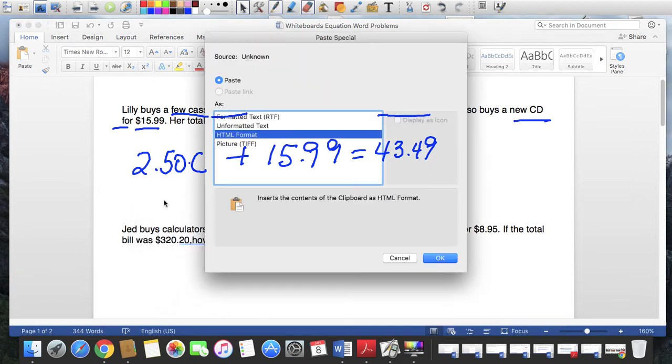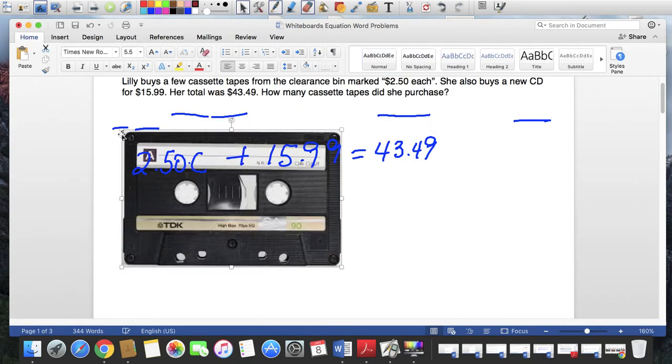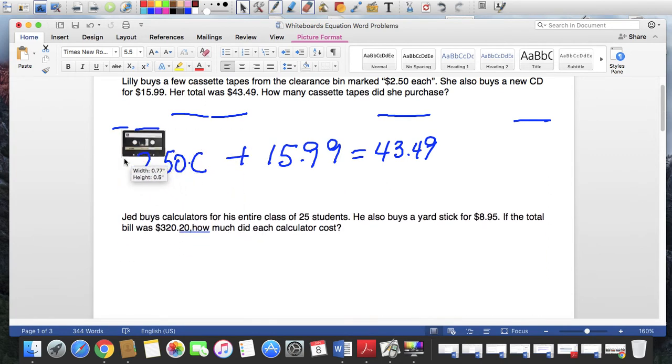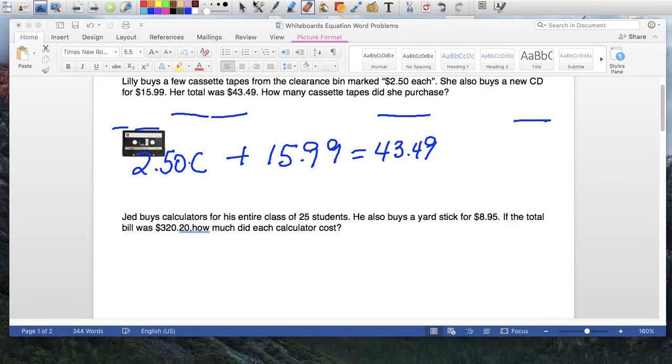Oh, you saw the picture, right? So, picture. Okay. She bought many cassette tapes. I don't know how many, maybe 5, 6, 7, 8. And she bought a CD. A CD is the circle one, right? The circle one with music. Okay. So let's do our thing.